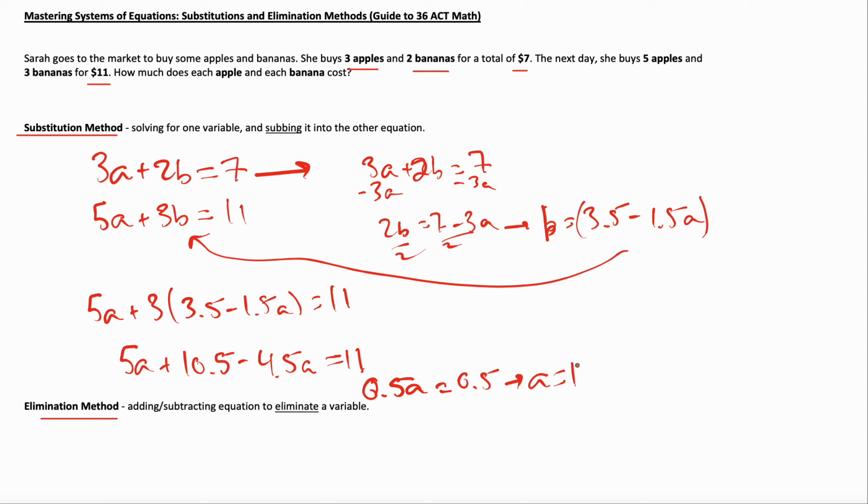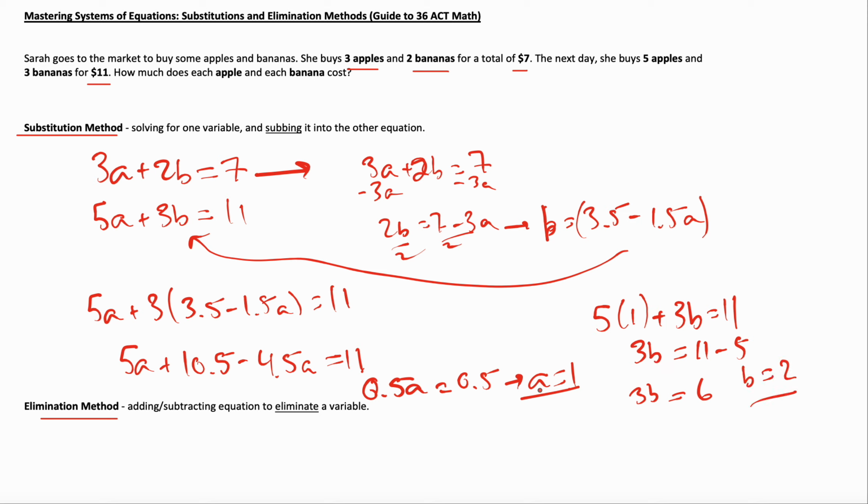Now I'm going to plug this back into the equation to solve for b. So 5 times a, which we just discovered is 1, plus 3 times b equals 11. 3b equals 11 minus 5. All I did was subtract 5 from both sides. 5 times 1 is obviously 5, and 11 minus 5 is how we get here. 6 equals 3b. I get that b equals 2. So now we get that an apple is $1, a banana is $2.